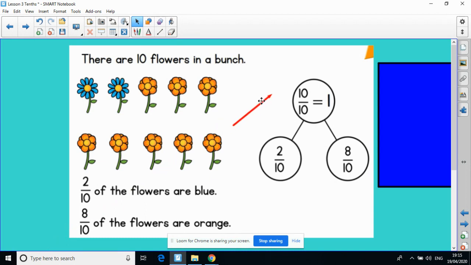We can also show this in a part-whole model. Here we have the whole, 10 out of 10 makes the whole, 1. The flowers that are blue are 2 out of the 10, 2 tenths. The flowers that are orange were 8 out of 10 flowers, 8 tenths. 2 tenths add 8 tenths equals 10 tenths equals 1 whole.